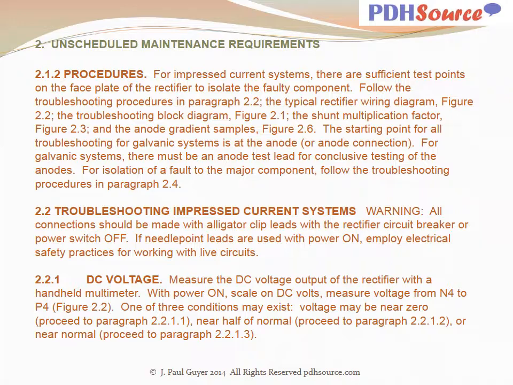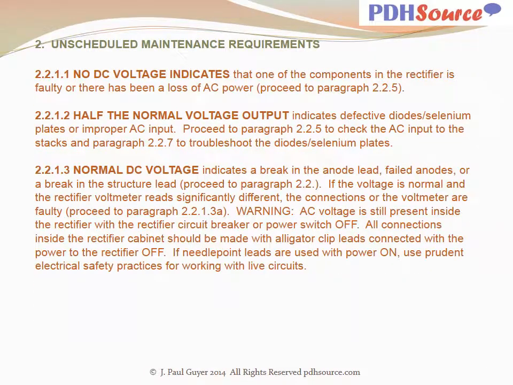With regard to the DC voltage, measure the DC voltage output of the rectifier with a handheld multimeter. With power on, scale on DC volts, measure voltage from N4 through P4, figure 2.2. One of three conditions may exist. Voltage may be near zero, in which case proceed to paragraph 2.2.1.1. Nearly half of normal, proceed to paragraph 2.2.1.2, or near normal, proceed to paragraph 2.2.1.3.